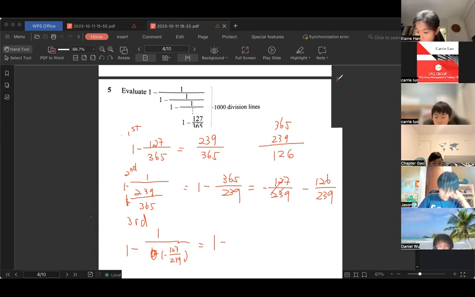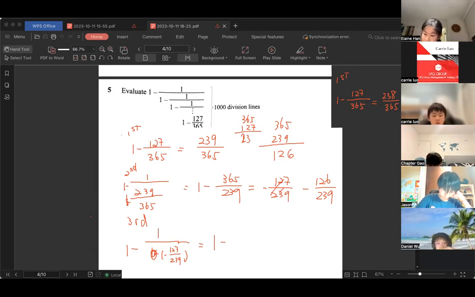No, this is not right. The first line equals 1 minus 127 over 365. 算错了吧. 365 minus 127 is 238. Yes, 238 over 365. Correct? It should be like that. Am I right, everybody? That's the first line.